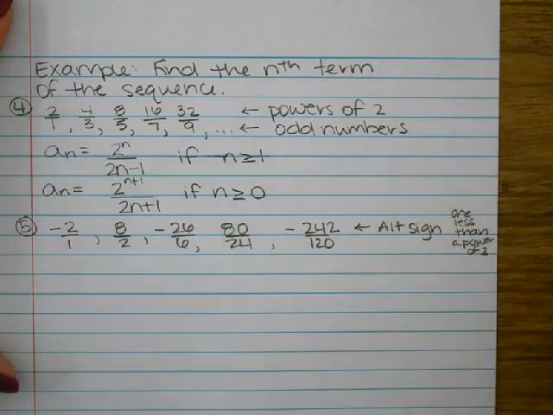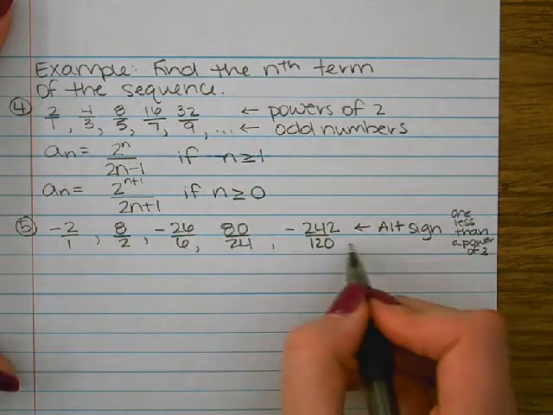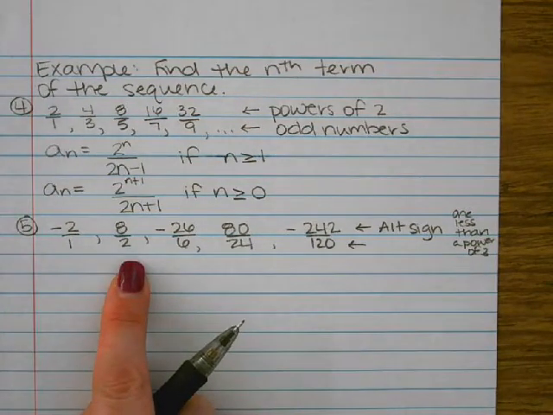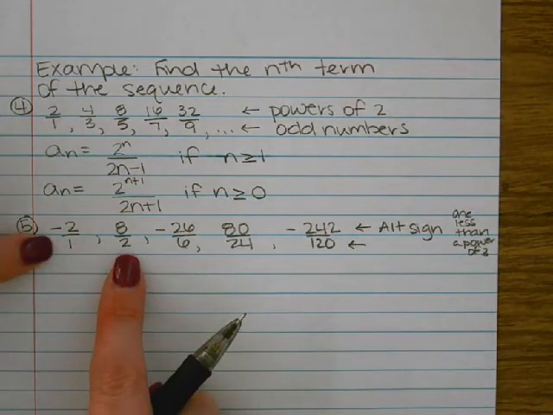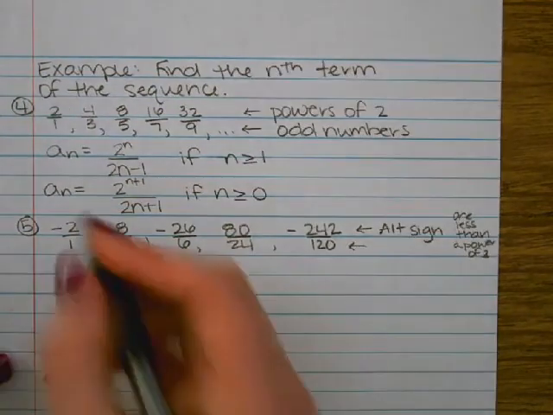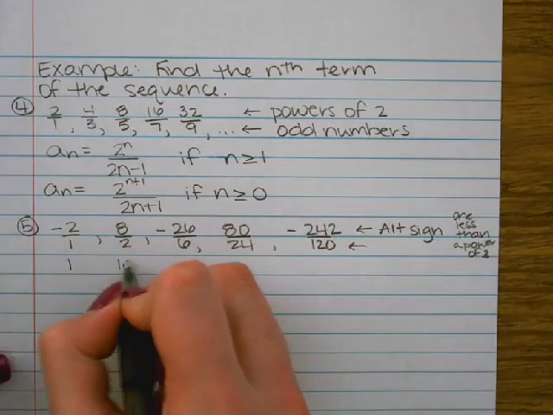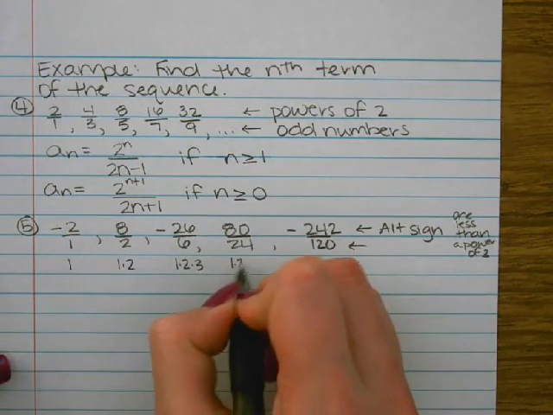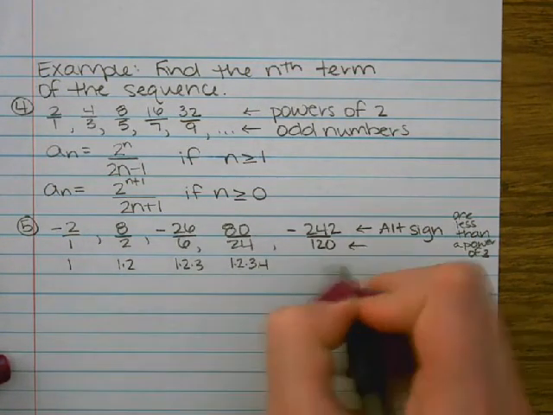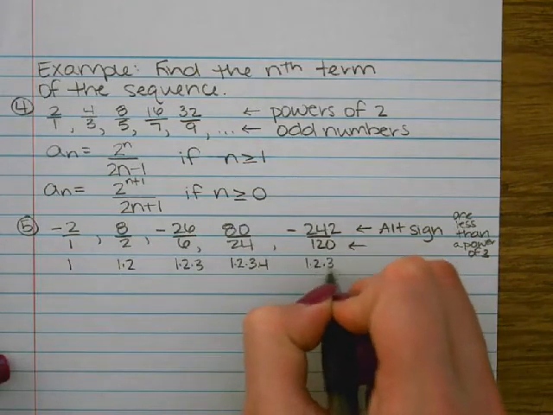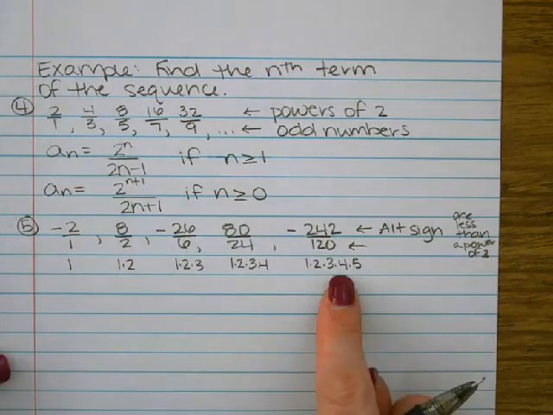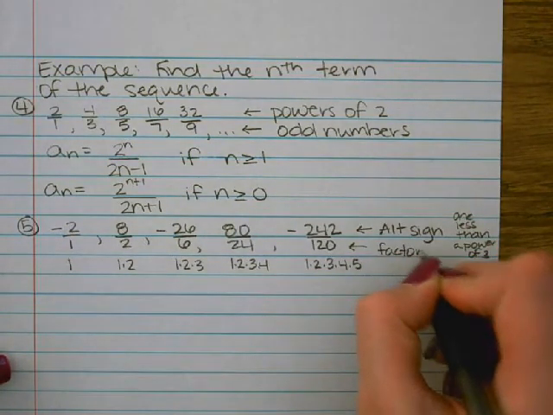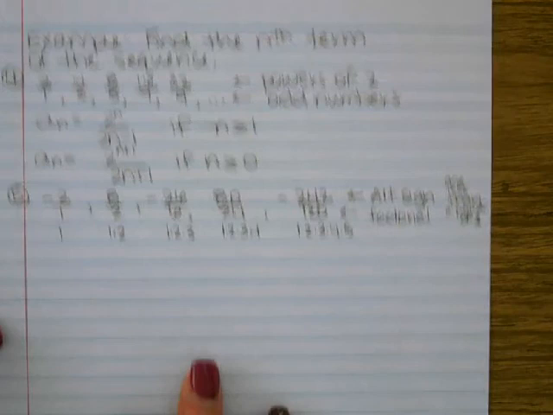I did not leave myself enough room. And then the number on the bottom, I would not expect you to necessarily recognize these. We're going to have to write these out. But the number on the bottom is actually a factorial. So this is just 1. This is 1 times 2. 1 times 2 times 3, 1 times 2 times 3 times 4, 1 times 2 times 3 times 4 times 5. So the bottom is a factorial. And maybe what we should do in class is write out the first several factorials so you guys might recognize them more readily.